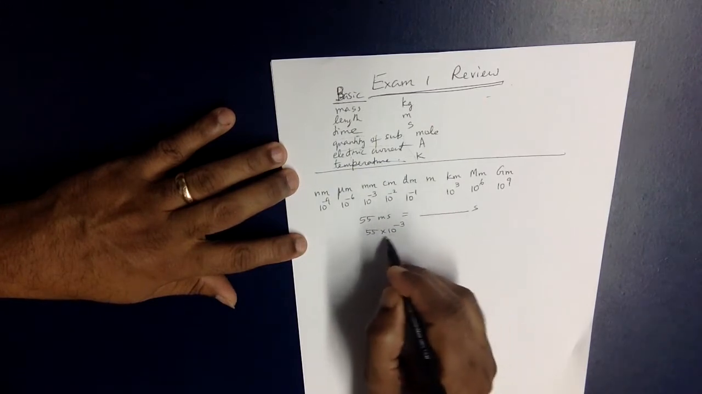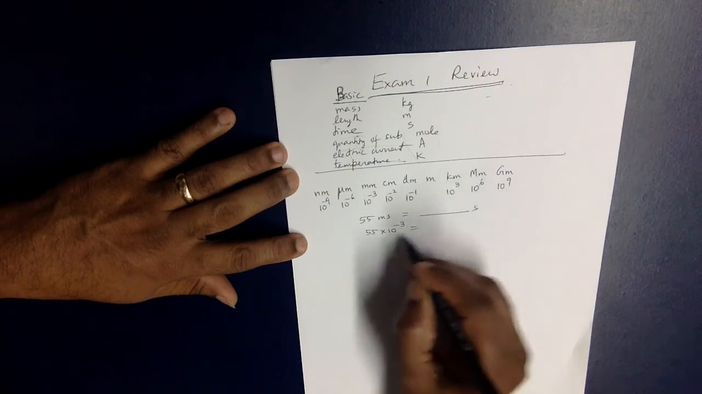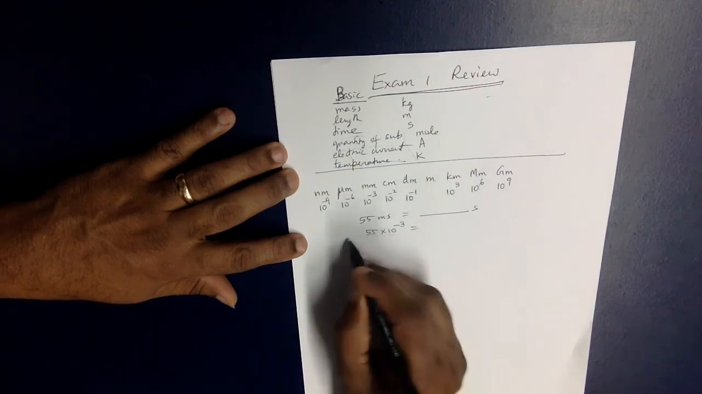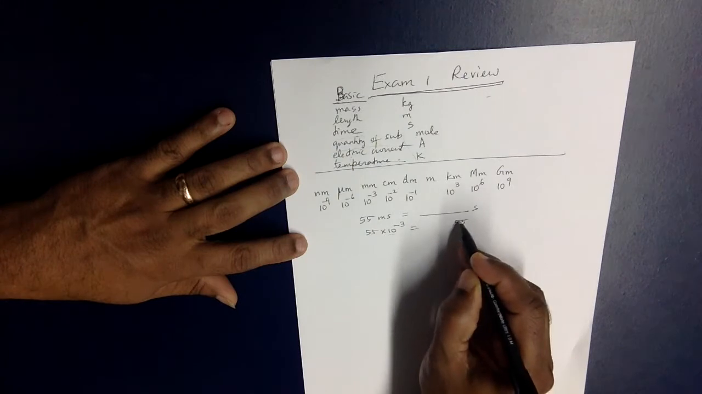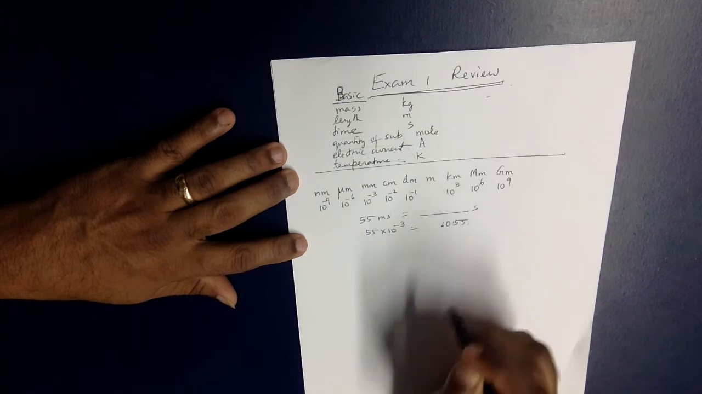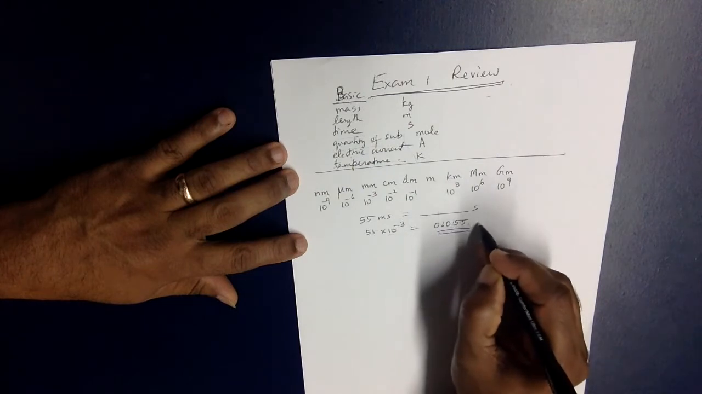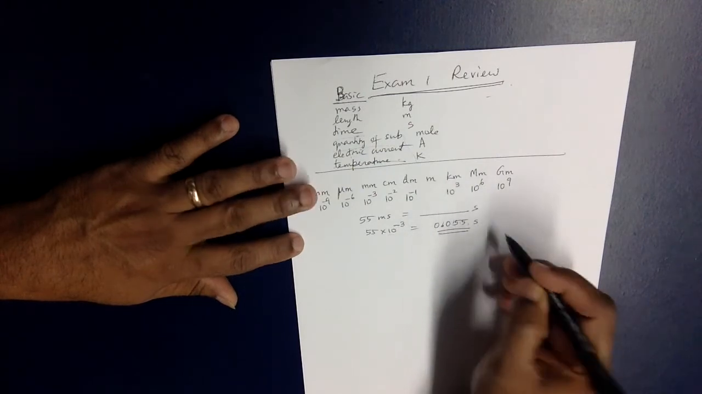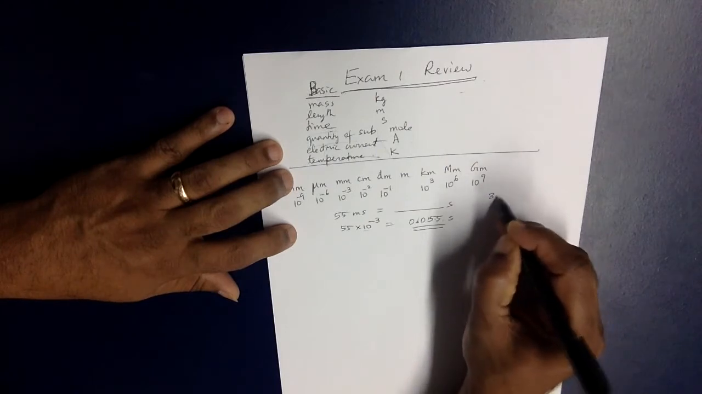Now you can plug this into the calculator straight away, or what you can do is, can you see this 3 here? Minus 3 implies you're going backward. So write 55, and from this side you go backward 3 times. 1, 2, 3, and you get here. So that is the answer: 0.055 seconds.